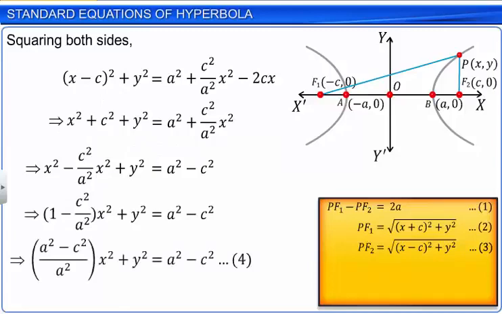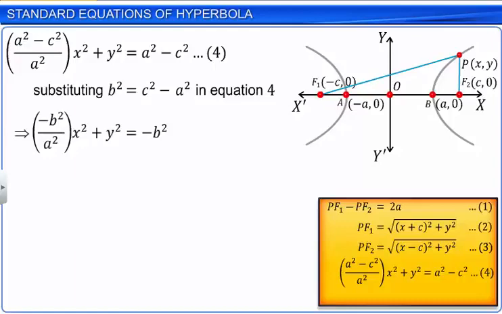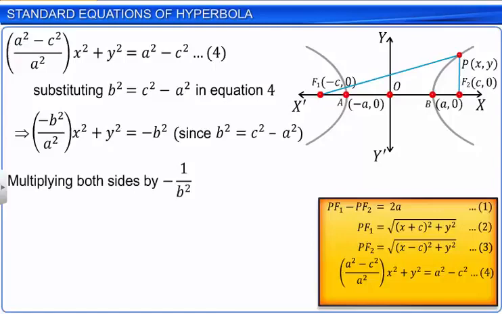Substituting the value of a square minus c square as minus b square in equation 4, and simplifying further, we get x squared upon a square minus y squared upon b square is equal to 1. We can say that equation 5 represents the given hyperbola if the coordinates of point P as derived from this equation satisfy the geometrical condition PF1 minus PF2 is equal to 2a.